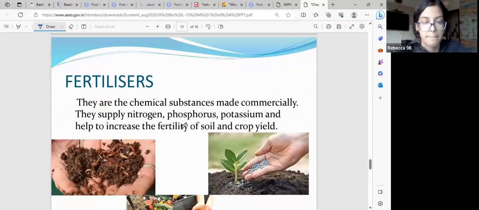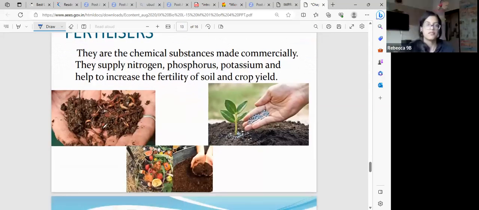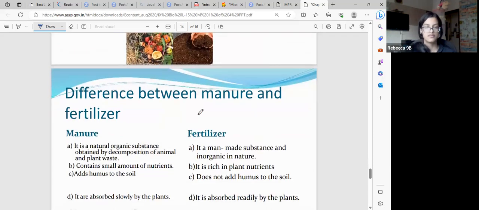And again, manure you have heard. To increase the fertility of soil and the nutrients, what do you use? Fertilizers as well, right? So what are fertilizers? They are chemical substances made commercially. It is not a natural process. You have to make them commercially using money and chemicals. They supply nitrogen, phosphorus, potassium, and help in increasing the fertility of soil and crop yield. I hope it's clear, right? So this is what, and then this is what.